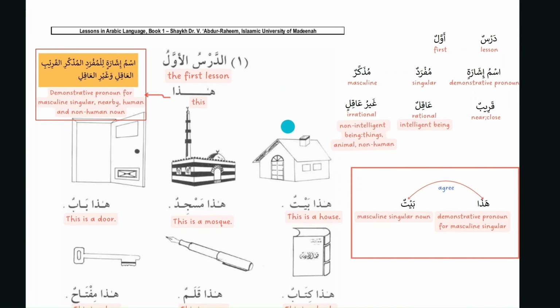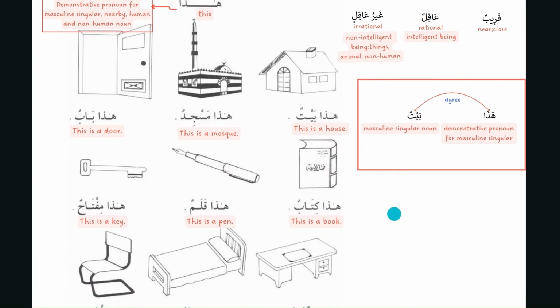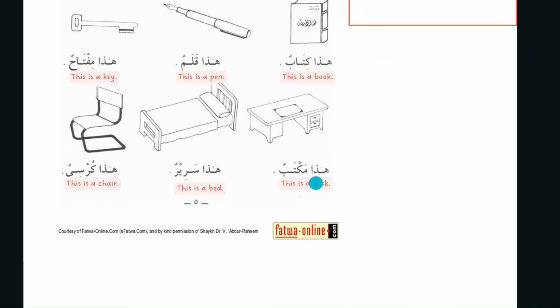Recap. We have learned hadha. Hadha is a demonstrative pronoun for masculine singular nearby, and we have learned masculine singular nouns. They are baitun, a house, masjidun, a mosque, babun, a door, kitabun, a book, qalamun, a pen, miftahun, a key, maktabun, a desk, sarirun, a bed, kursiyun, a chair.